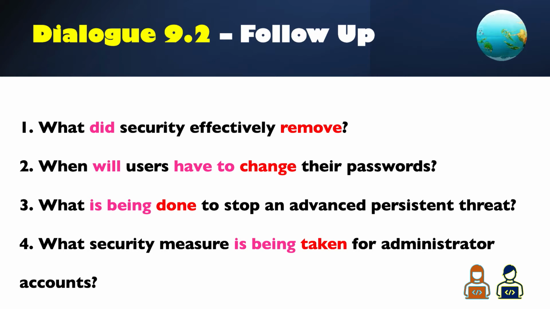Okay, so let's just run through those questions one more time. Younghee, you ask me the questions and I'll give the answers. Question number 1. What did security effectively remove? The security effectively removed malware. When will users have to change their passwords? They will have to change their passwords immediately after logging in. What is being done to stop an advanced persistent threat? To stop an advanced persistent threat, an account will be locked after 3 failed attempts. What security measure is being taken for administrator account? They will require two-factor authentication.